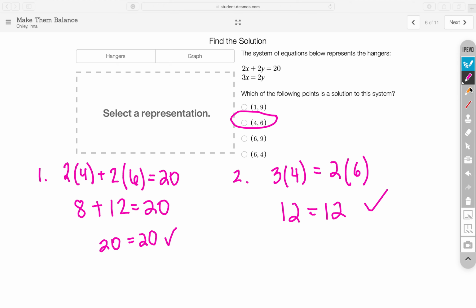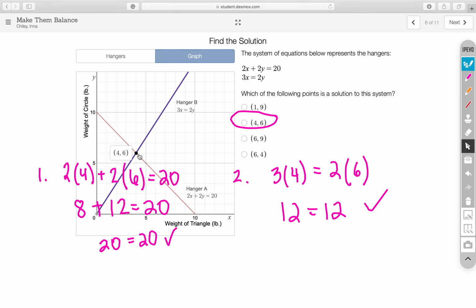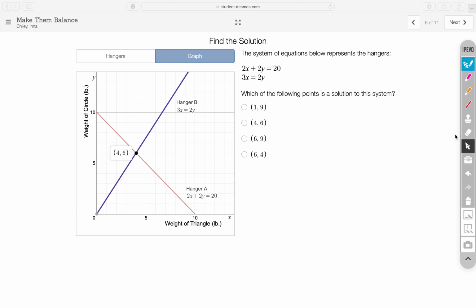Okay, let's look at the graph and see if the graph agrees. Okay, the point 4, 6 lies on both the red graph and the blue graph, so that's the solution to our system. That's the point that works. So great. That's the one that we need to select.